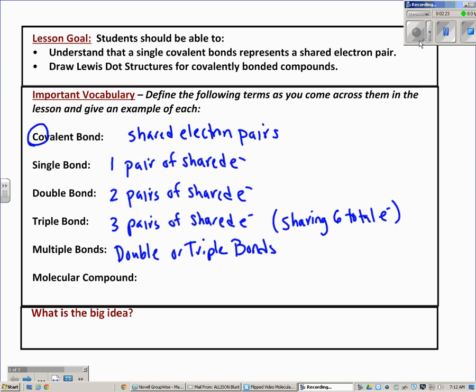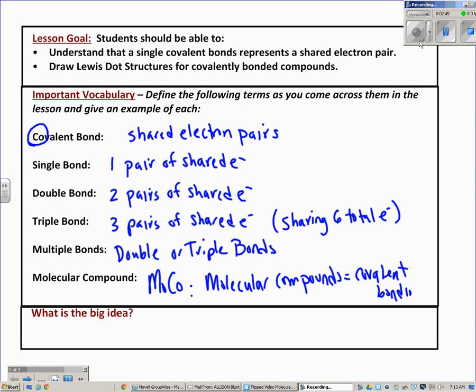Double or triple bonds. And a molecular compound, remember MoCo, Model Congress thinks it means Model Congress, but we know it stands for molecular compounds have covalent bonds. Molecular compounds equals covalent bonding.